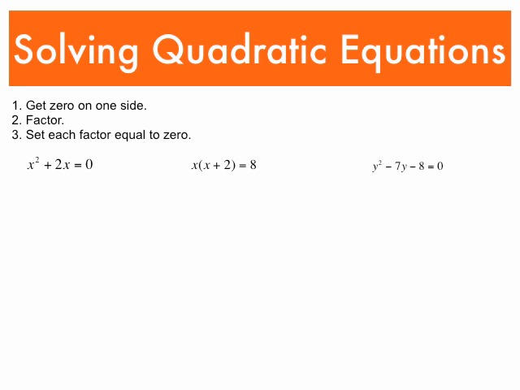Our steps for all of them will be the same. Step 1, get 0 on one side. Step 2, factor. Step 3, set each factor equal to 0. And you can always check by plugging it in to see if it works.